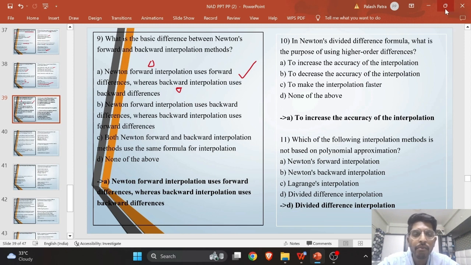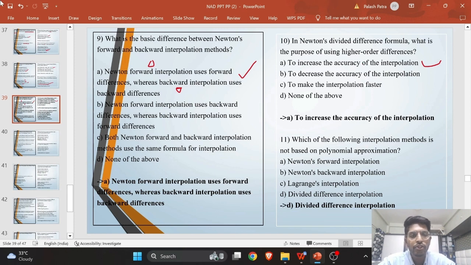Now let's see question number 10. It says: in Newton's divided difference formula, what is the purpose of using higher order differences? Using higher order differences just increases the accuracy of the interpolation. So option A is correct.